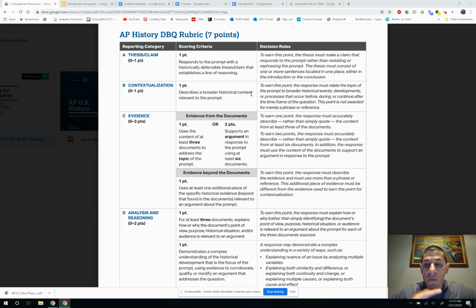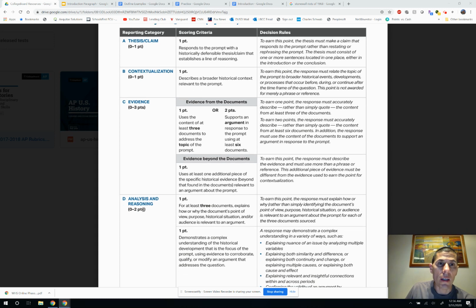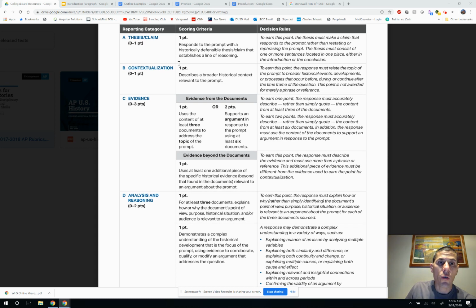So, okay, first of all, let me give you the framework by which I want you to start addressing the writing. Because they give you a rubric, your job is to go through the rubric and maximize the points you get in each category. You want to get the thesis point. You want to get the contextualization point. You want to be able to get all 3 points for evidence, and you want to get all 2 points for reasoning.